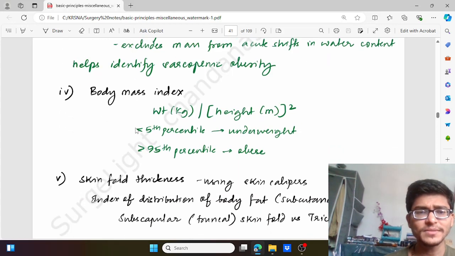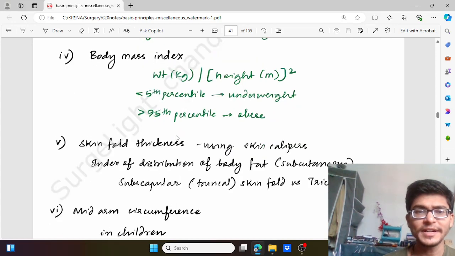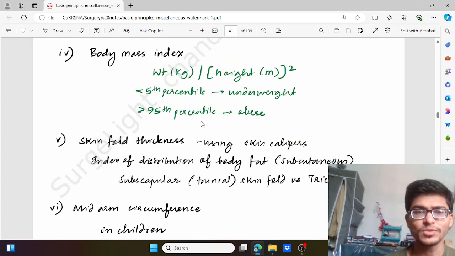Then body mass index, which is weight in kg divided by height in meter square. If it is less than the 5th percentile, it is underweight. If it is more than the 95th percentile, it is obese.